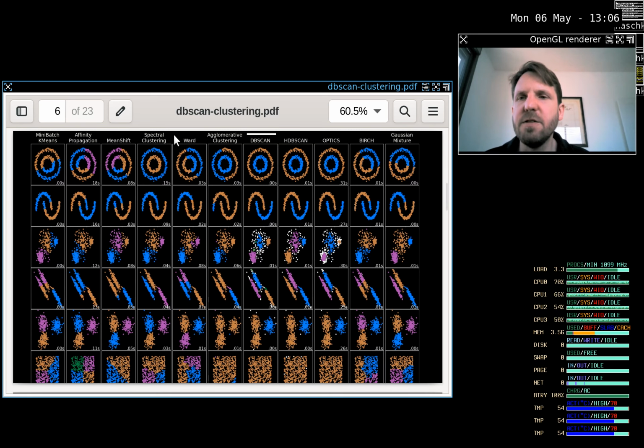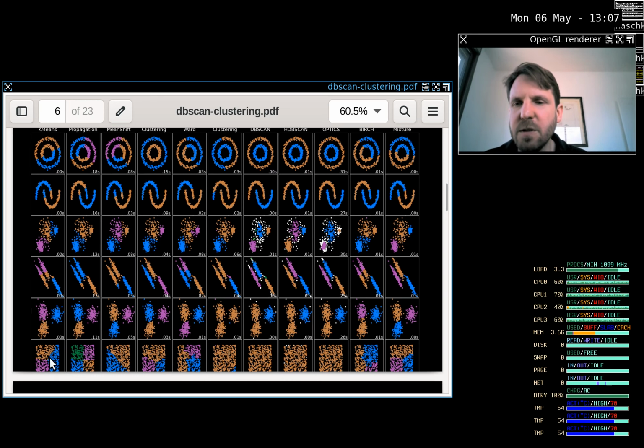And then they give you different results. And you see, for instance, if we have this kind of ring structure here, that many of these algorithms actually fail to discover this ring structure. So basically we see, okay, in this case here it works, in this case here it doesn't work, in this case here it works.